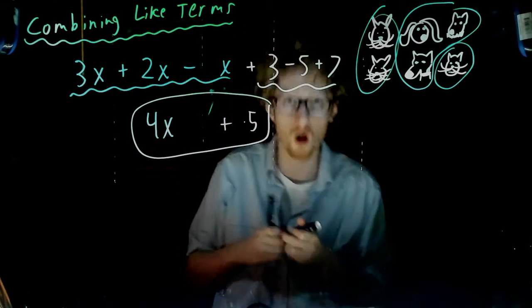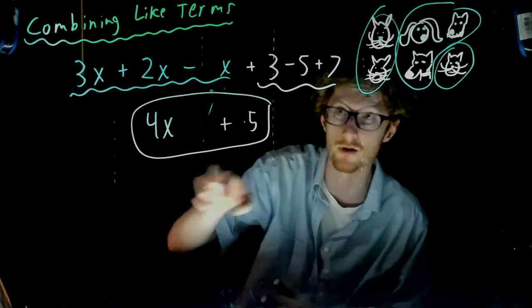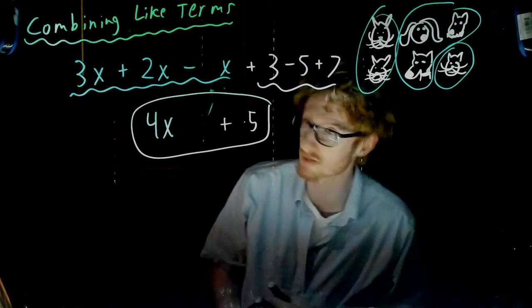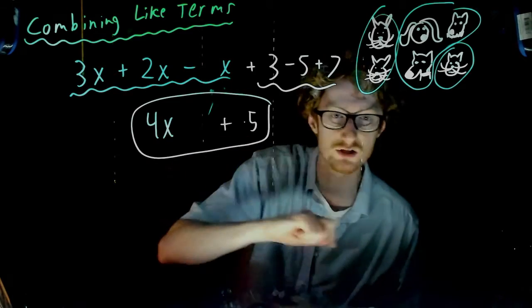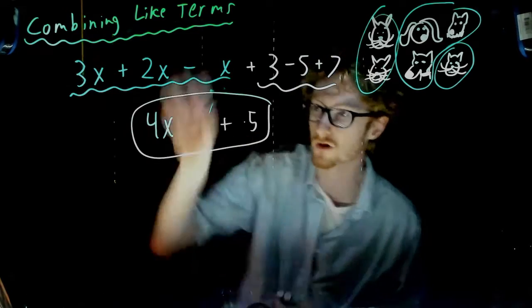You're combining all of the similar things, putting it down here, and then you're combining all the other similar things and putting it down there. Notice I don't combine these two. Why not? Because these are 4 x's and this is just a regular number. You only combine together what's similar.